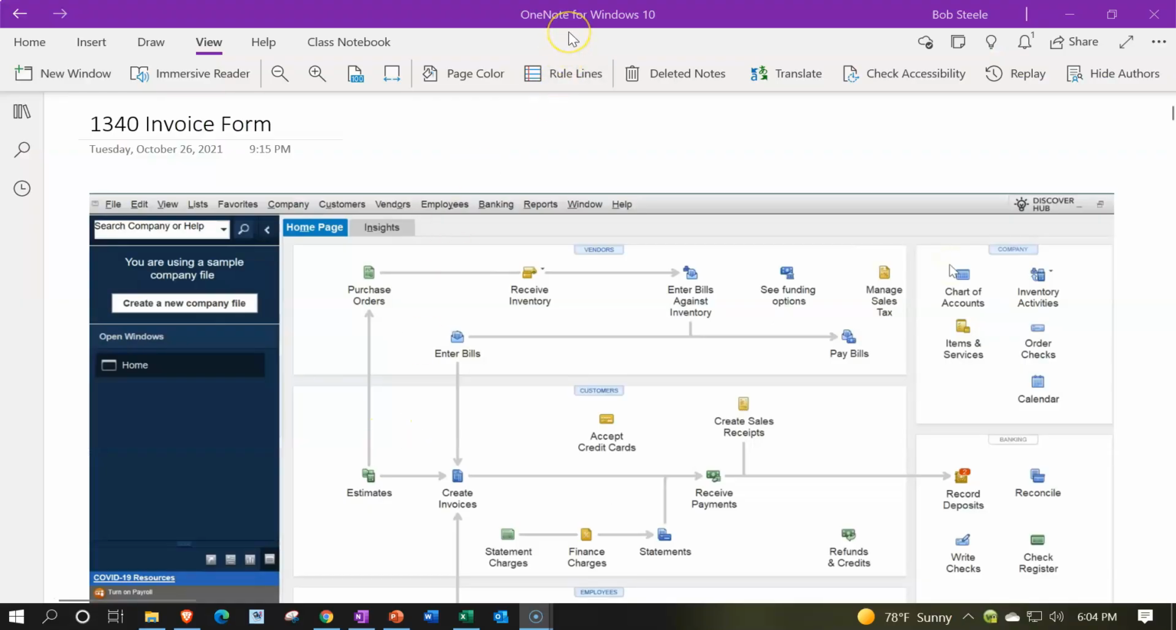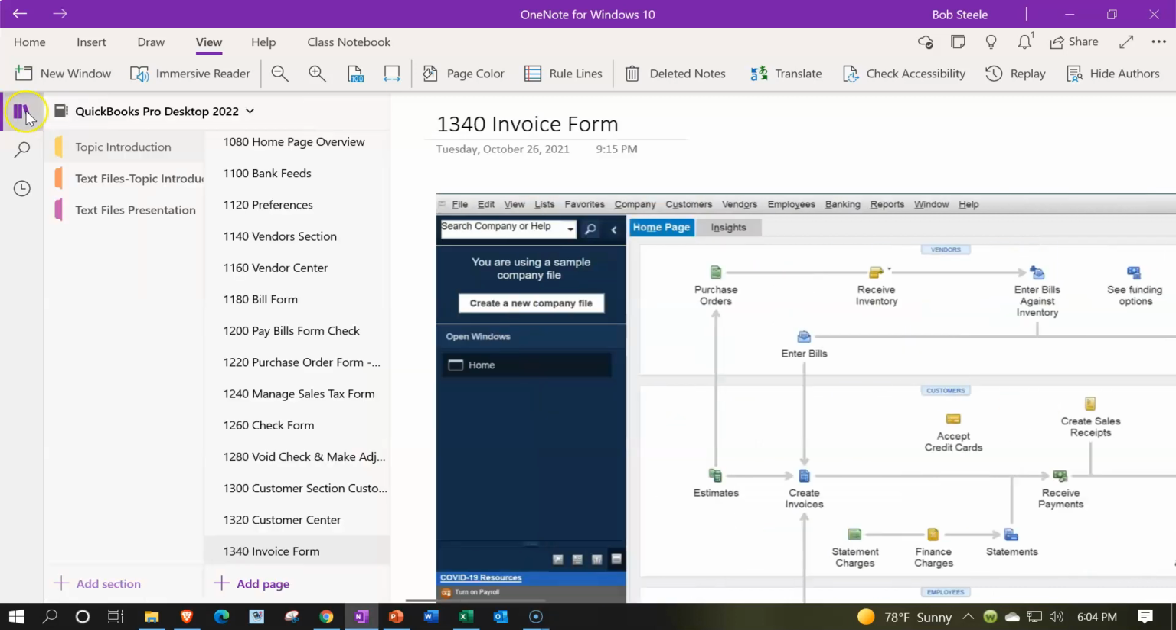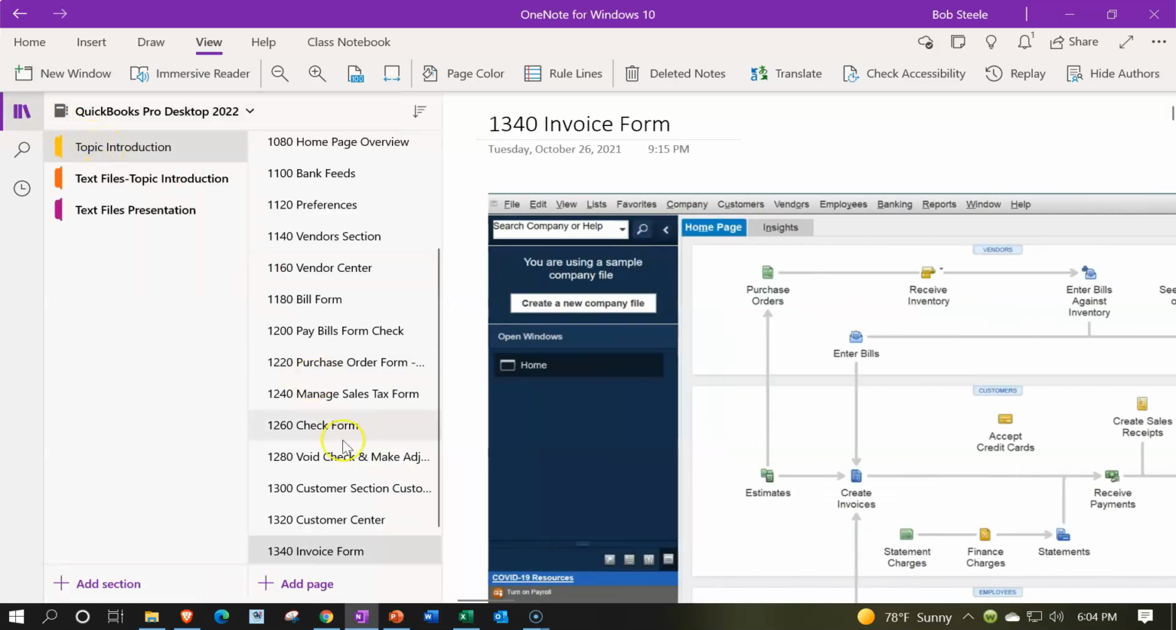Here we are in OneNote. If you have access to OneNote and would like to follow along, you're not required to, but if you would like to, we're in the icon on the left-hand side, Topic Introduction tab, down in the 1340 Invoice Form tab.